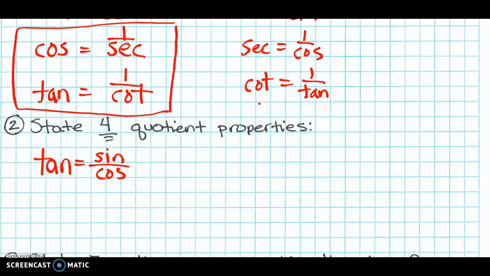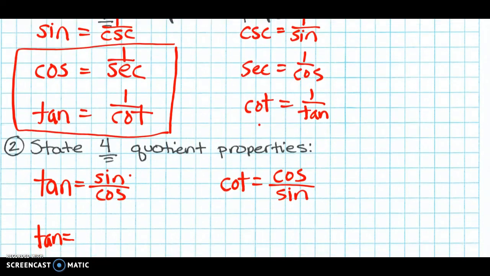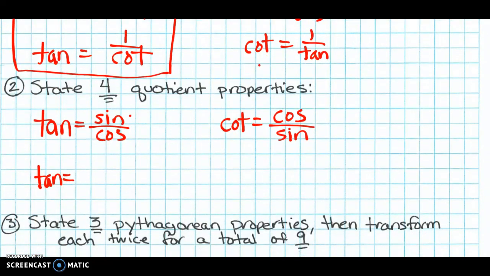Cotangent is the flip of tangent. So cotangent equals cosine over sine. If I come back to tangent, and I know I'm not writing the x's in, sine on the top is the same as cosecant on the bottom. So I can rewrite this with a cosecant on the bottom.